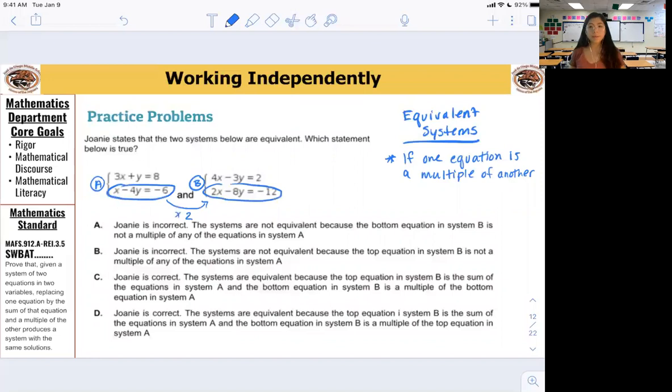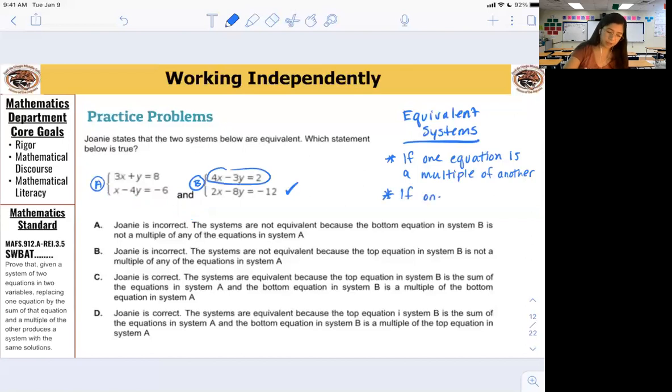The bottom equation from B is a multiple of the bottom equation from A. So what this means is that this equation is good to go. It passes the test. But both equations have to have a check mark. Is the top equation a multiple? No. Oh, wait, I heard Lauren say something. What'd she say? You have to add equation A, and then you'll get the top equation. Yeah, so that's the other way.